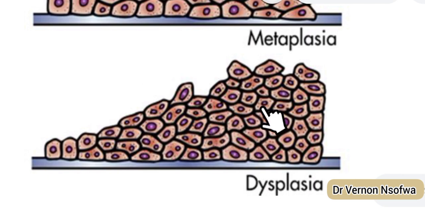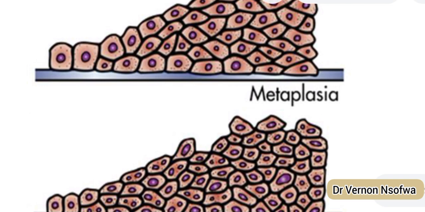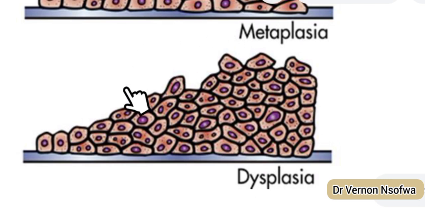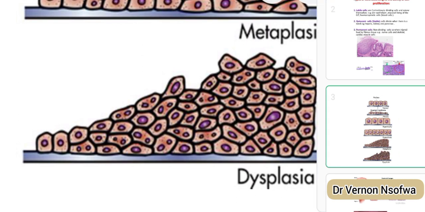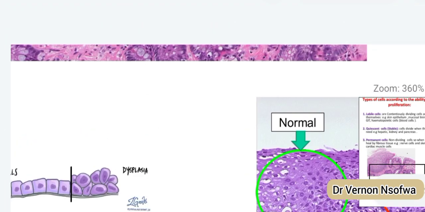And here they have got different shapes. So dysplasia is simply abnormalities in cellular development and differentiation. Okay, metaplasia is simply the change of a cell from one type to another. Okay, so this happens due to an insult. Now I want us to look at some histological pictures.